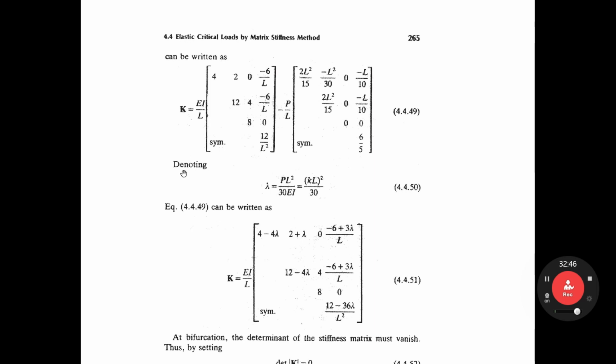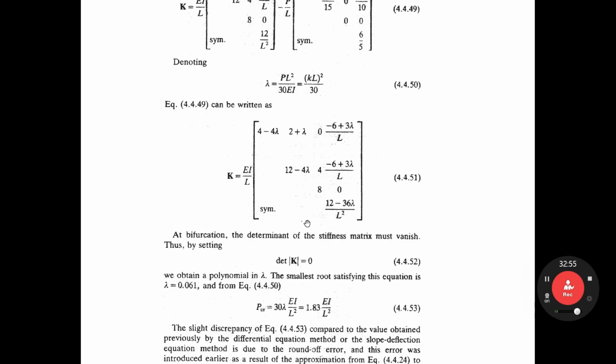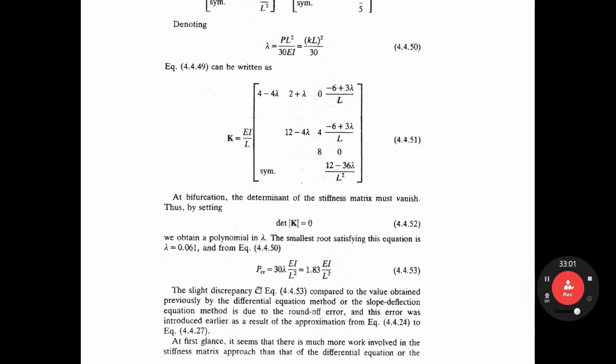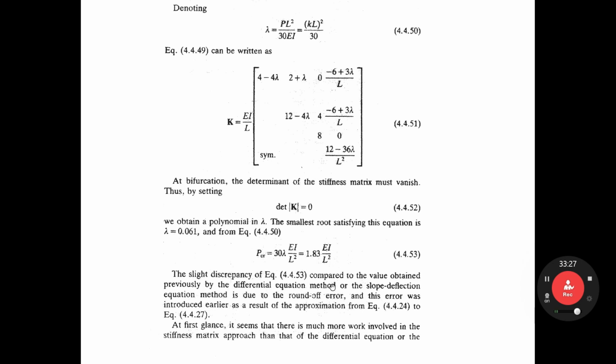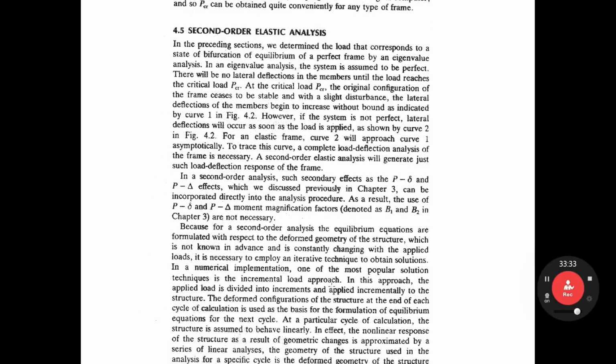If you use this lambda term like that, then this equation can be written like this. And then, as I mentioned before, take the determinant of the stiffness matrix. Then you can get PCR equals 30 lambda EI over L squared. To solve this equation, lambda equals 0.061. So PCR is 1.83 EI over L squared. Up to now, I showed you how to get the PCR using matrix analysis.